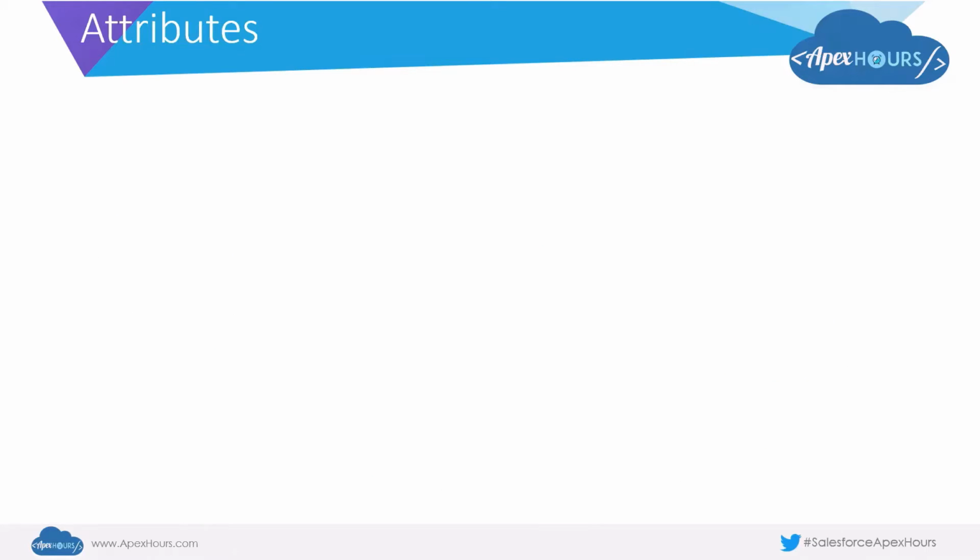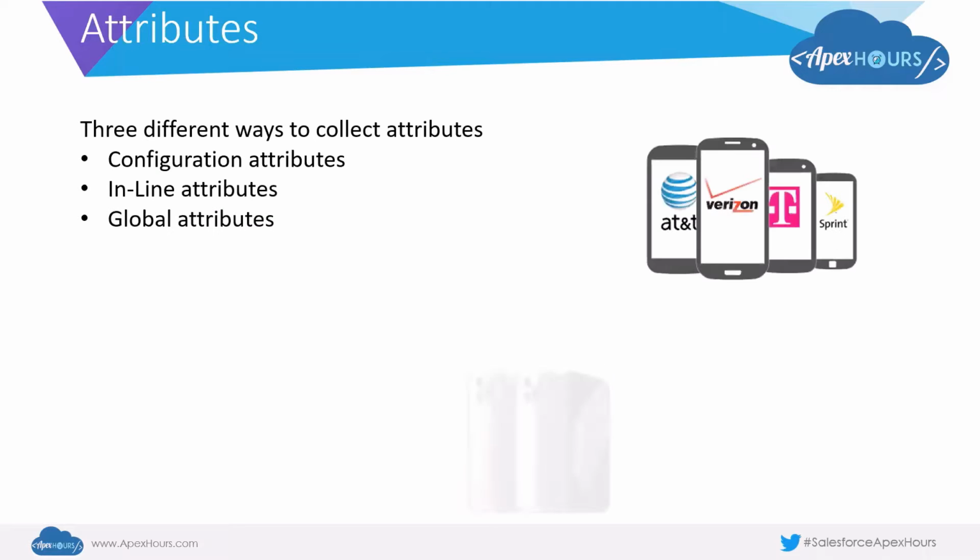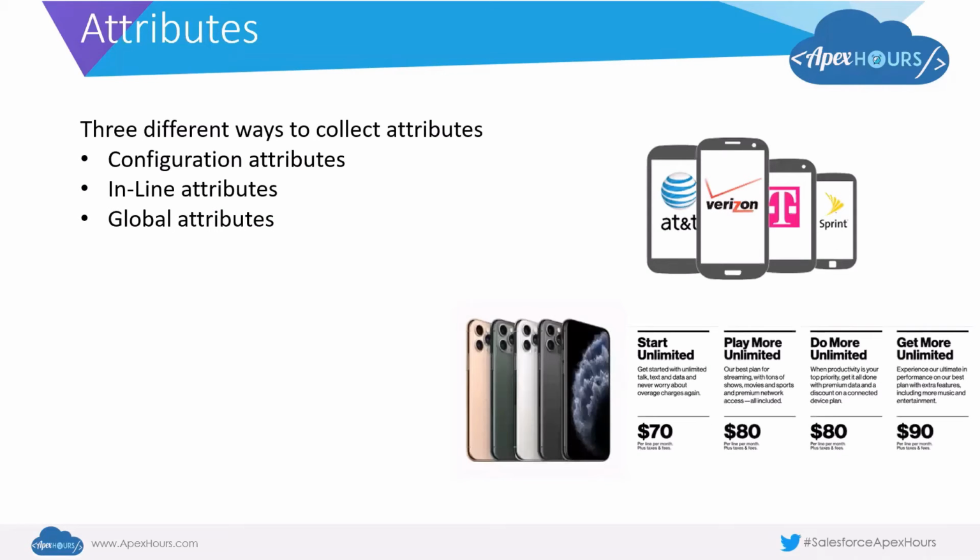There are three different ways to collect the attributes during configuration. The first is configuration attributes, the second, inline attributes, and the third, global attributes. Imagine attributes to be something like the color, size, or finish of a phone, or carrier options like T-Mobile, Verizon, Sprint, AT&T, and things like that.